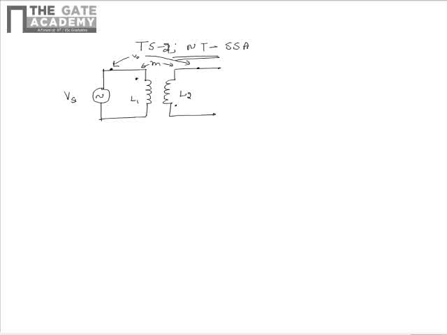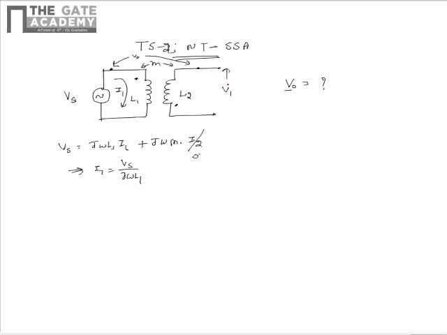The dot conventions are as shown. So in this circuit, we need to find VO in terms of Vs. From the given circuit, upon assuming a current of I1 in the primary coil, we can write that Vs is equal to j omega L1 I1 plus j omega M multiplied by I2. But the current I2 is 0 because the secondary coil has the terminals open. Because of which we can write that I1 is equal to Vs by j omega L1.